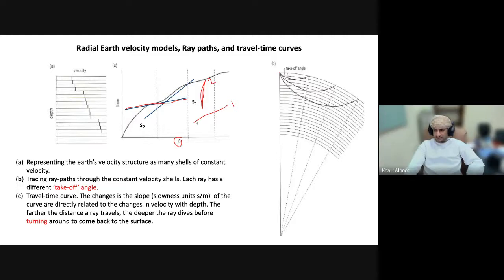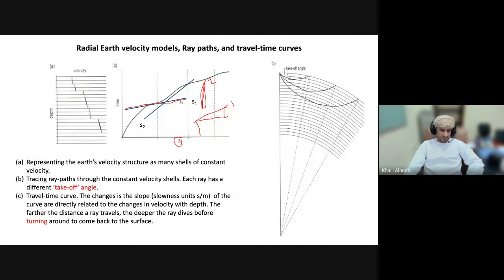Because why? It traveled a large distance in a very short time. Whereas this one traveled a small distance in a very large time. It took a large time for this energy to travel a small distance. So this loop is representing a higher velocity, as we talked about. It becomes more clear when we discuss seismic refraction, the next chapter. Seismic refraction is all based on the principle of determining how many slopes there are, how many lines I can determine.